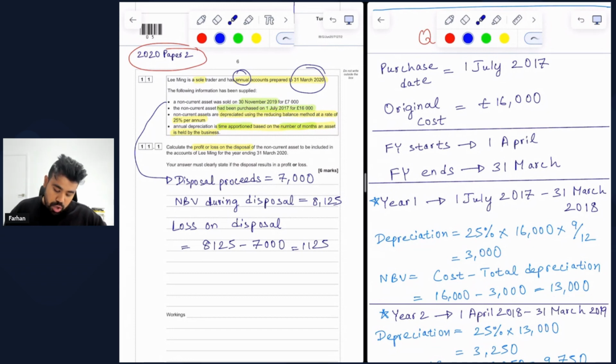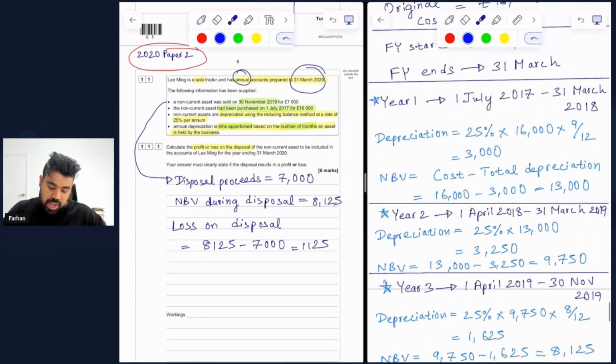Now you want to move on to year 2. Year 2 will start on 1 April 2018 and end on 31 March 2019, which means in year 2, this asset was used for the entire 12 months. So if you want to find the depreciation in year 2, and because you're using the reducing balance method, we now apply the given percentage of 25 on the net book value that we had calculated at end of previous financial year ending 31 March 2018.